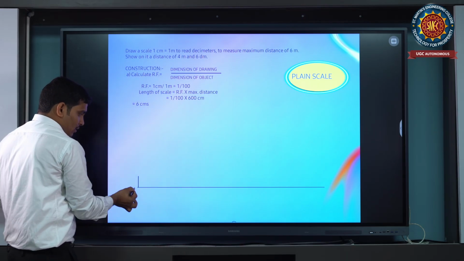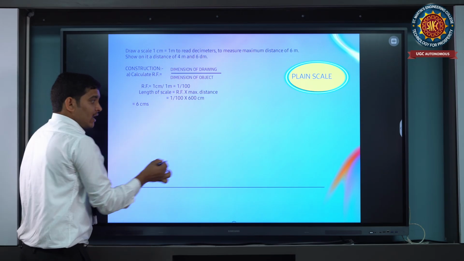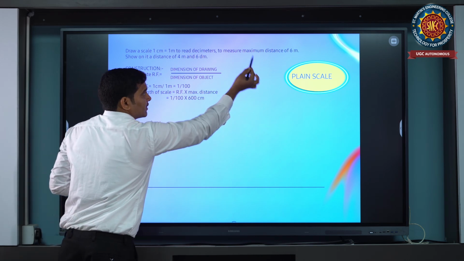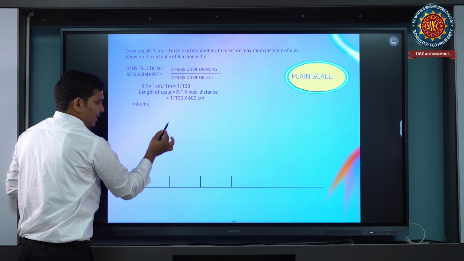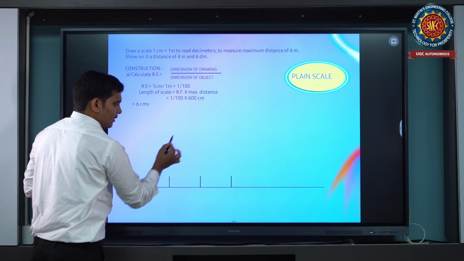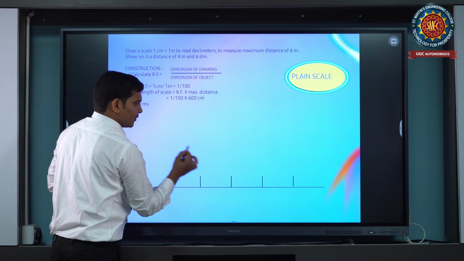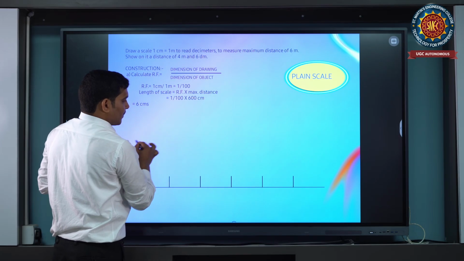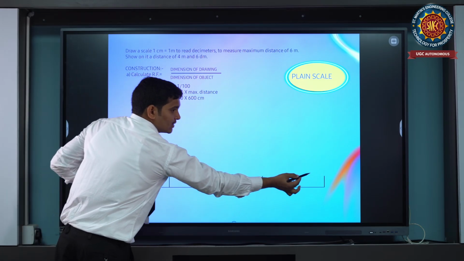Now draw a line. First of all, you need to draw this line as 6 centimeters. We divide this 6 centimeters into equal parts as per the maximum distance. We divide it into 6 equal parts: first one, second one, third one, fourth one, fifth one, and finally the sixth.